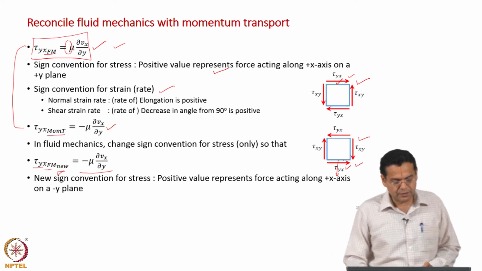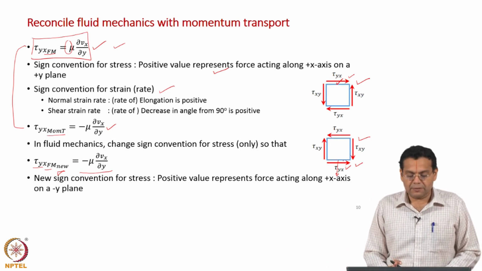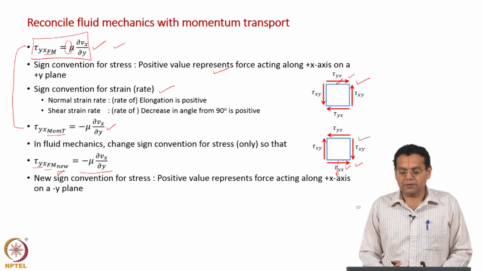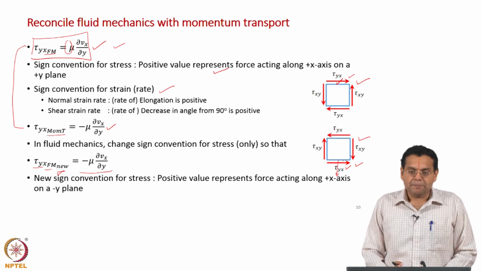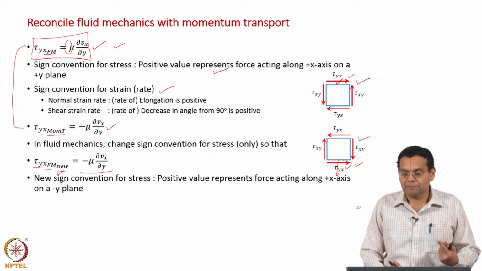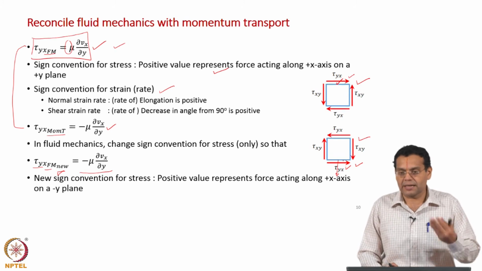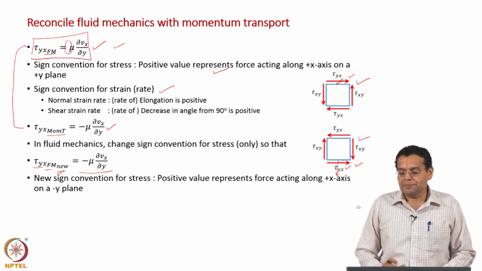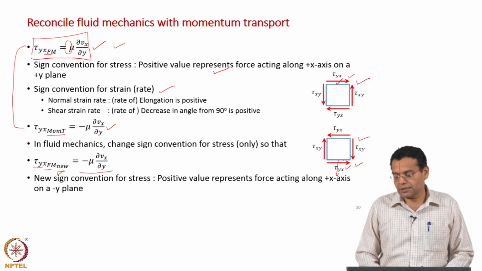Okay. So once again, to quickly summarize this slide, we are trying to reconcile fluid mechanics and momentum transport. What do I mean by that? The expressions which we have discussed for tau x for fluid mechanics and momentum transport differ by a negative sign. We want to introduce that negative sign in fluid mechanics, and we have done that by changing the sign convention for stress. In the old sign convention, positive force acts on a positive y plane; in the new sign convention, positive force acts on a negative y plane.